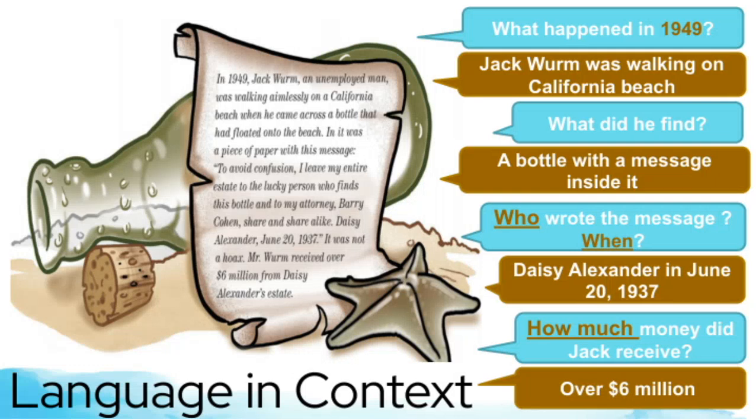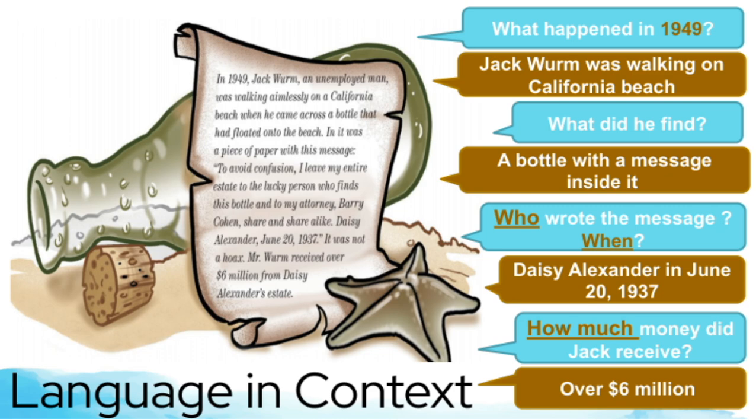Let's talk about some fascinating stories behind the messages in bottles. First, how much money did Jack receive? It was over $6 million, which is quite astonishing. This story really highlights how these messages can lead to incredible discoveries. Next, we'll look at Daisy Alexander, who sent her message on June 20, 1937. This date helps us understand the historical context and the era when these messages were sent.